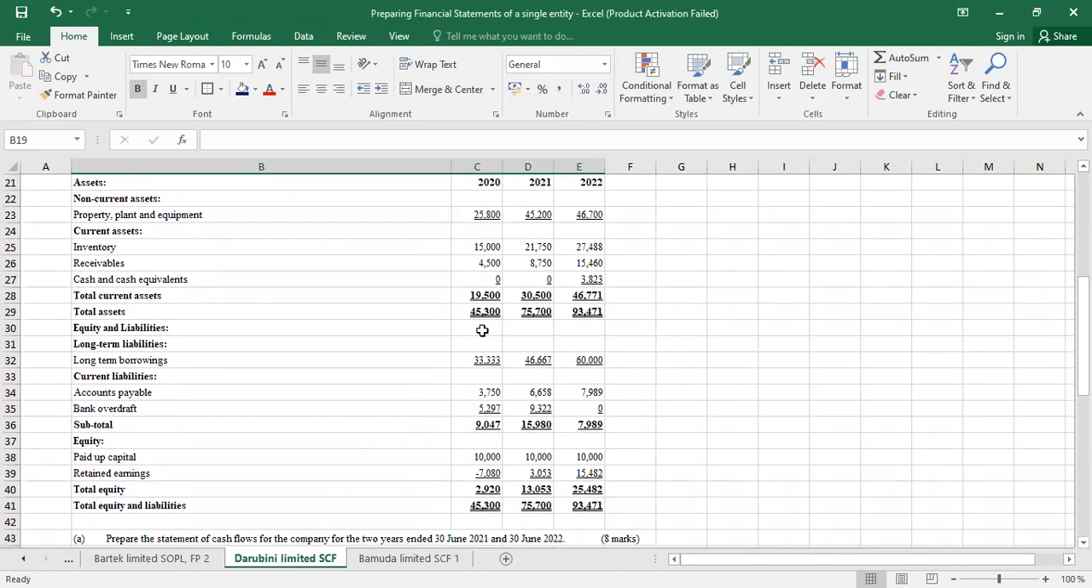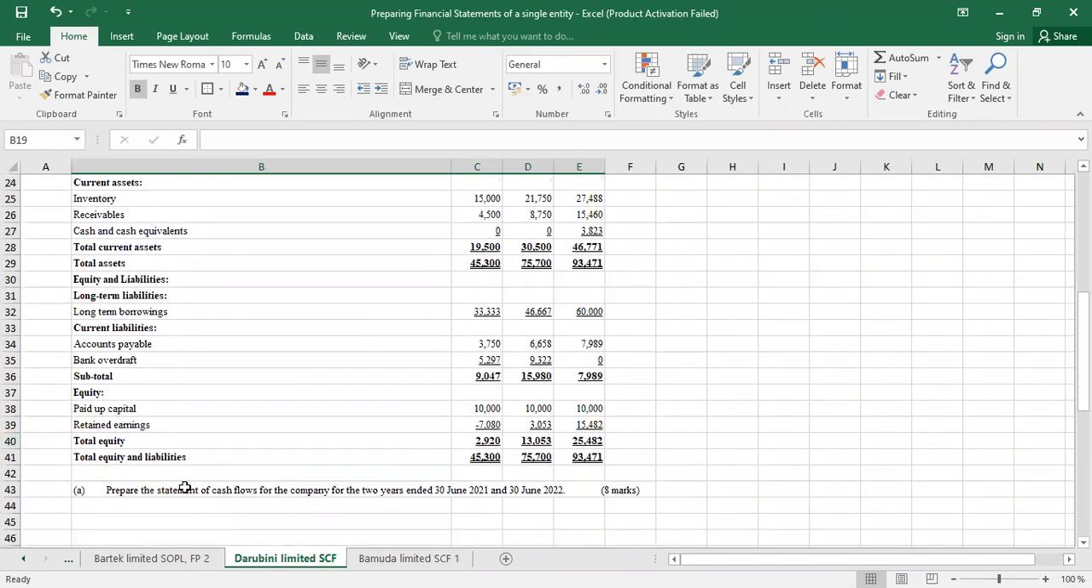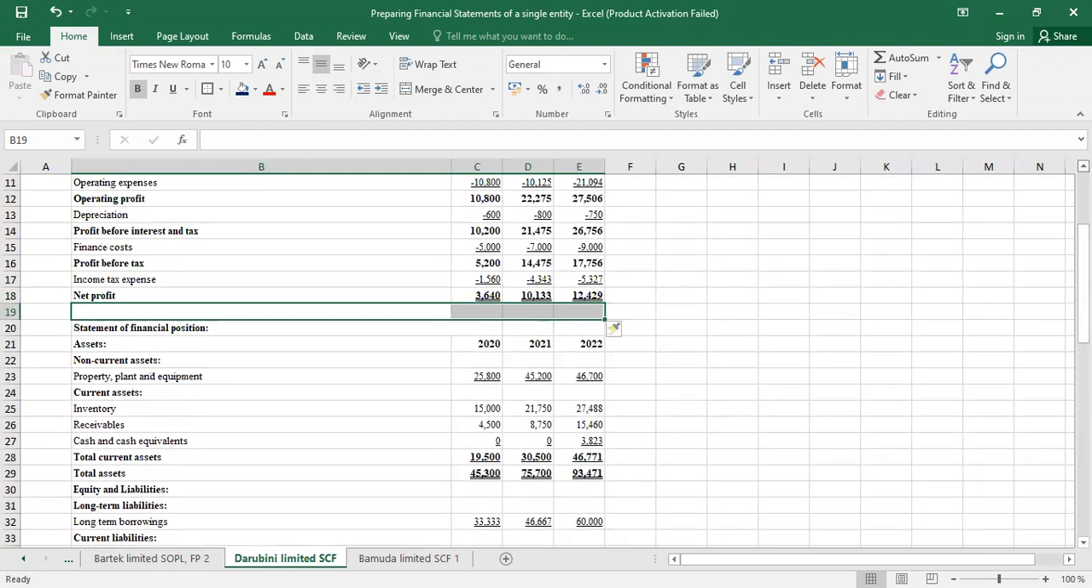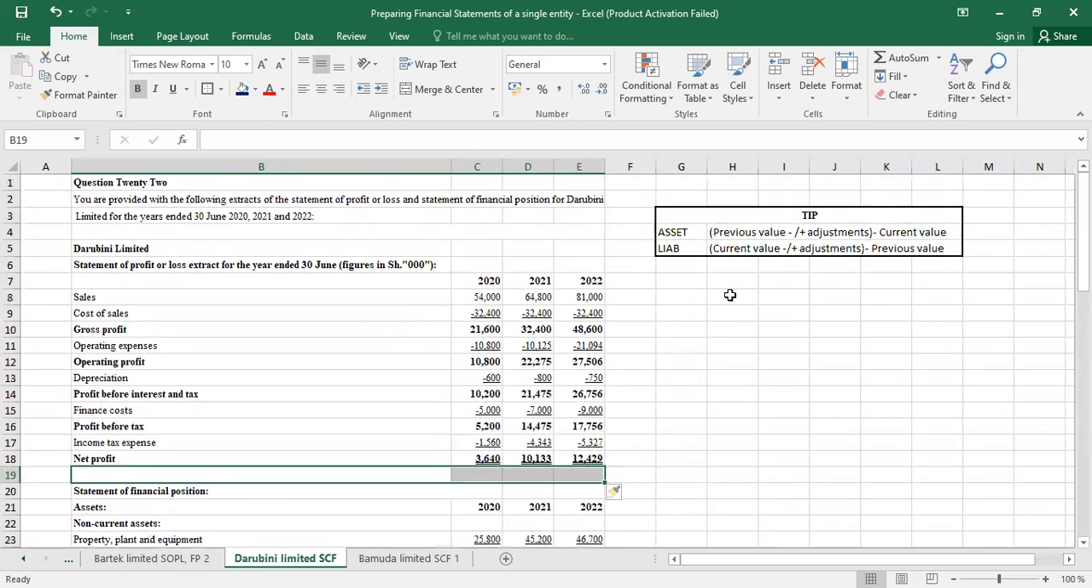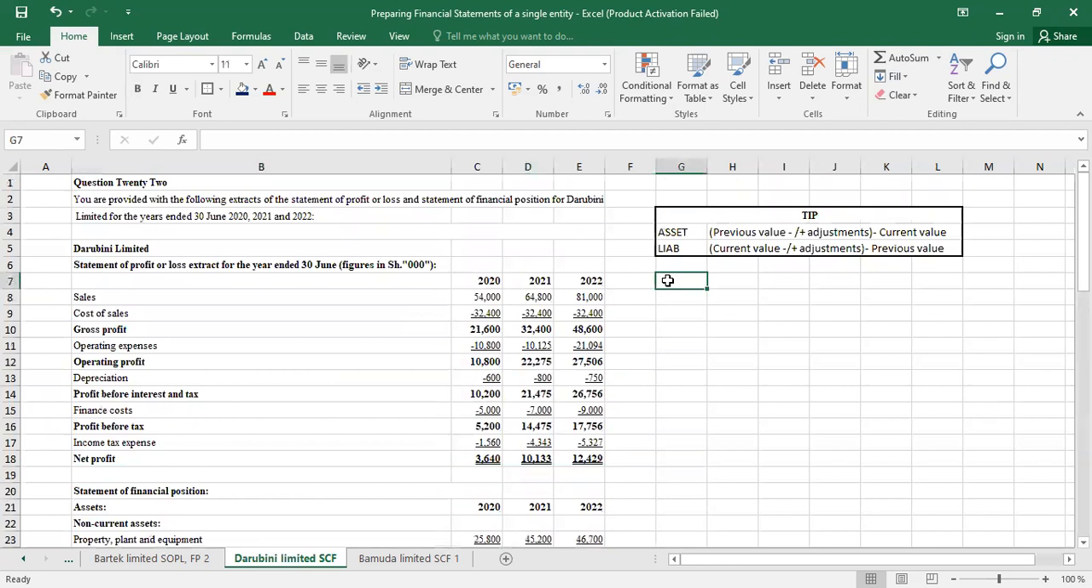So I'll confirm the statement. Then you've been required to prepare a statement of cash flows for the company for the 2 years ended 30 June 2021 and 2022, isn't it? So this one is a simple one with this tip, okay? Statement of cash flows.